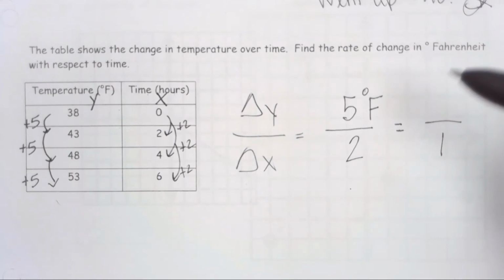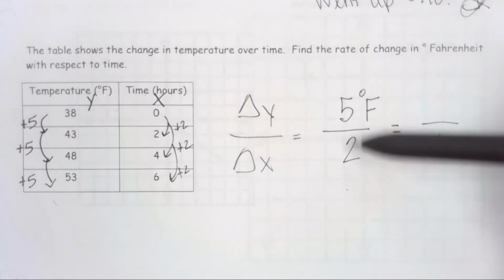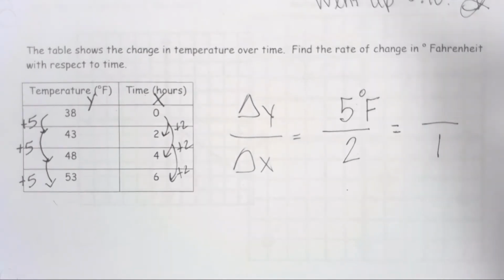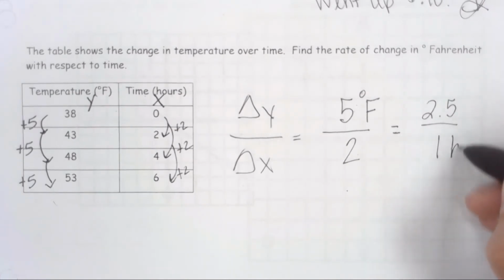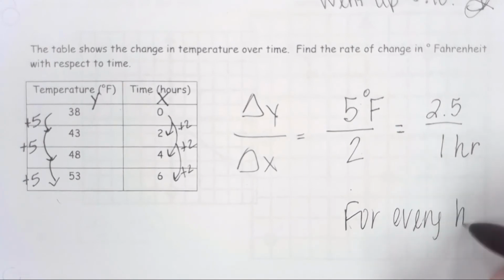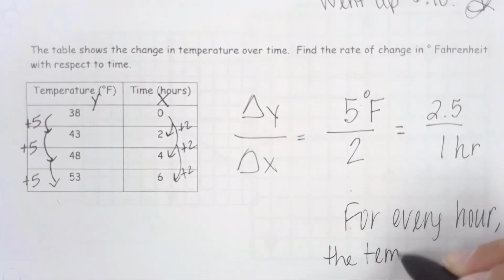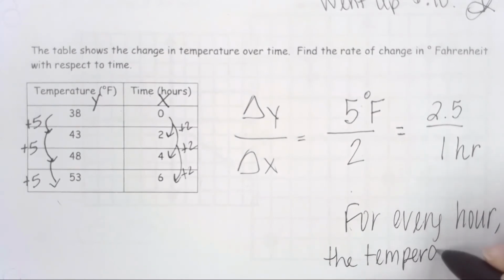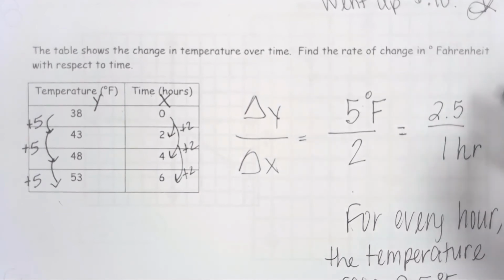So remember, to get your denominator of 1, we are just finding our unit rate. And to find unit rate, all that you guys have to do is divide. So 5 divided by 2 gives us 2.5. So this means for every hour, the temperature rose 2.5 degrees Fahrenheit.